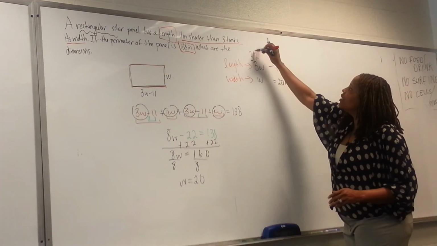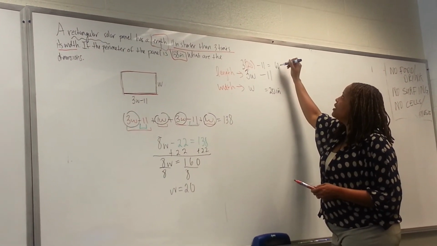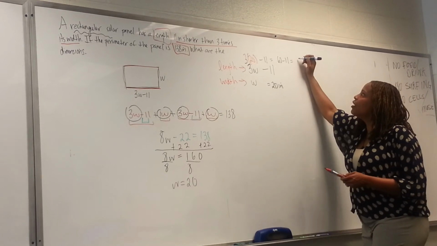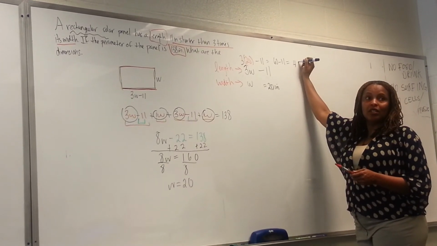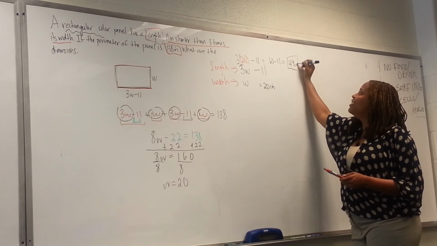Good. 3 times 20 minus 11, that's 60 minus 11, which is 49. Thank you. Now I'm done.